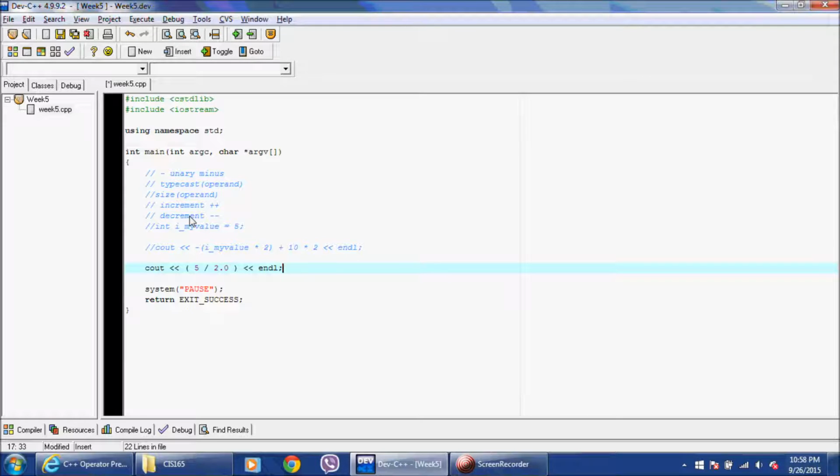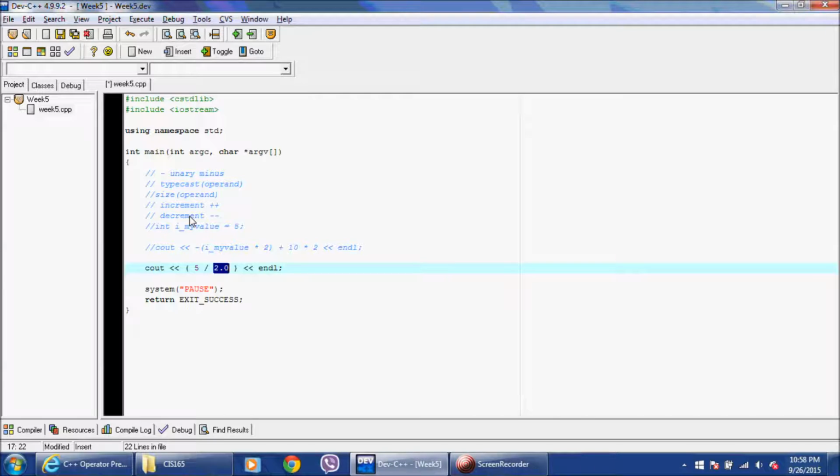Then it looks at 2.0 and says, well, this is a floating point value, so I'm going to treat it as a floating point value because of the 2.0. But then it says, I need to decide what the result is going to be between an integer, the integer is 5, right, and the floating point number 2.0. The compiler at this point is going to make the necessary implicit cast.